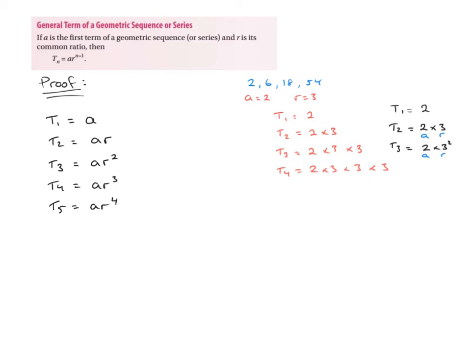Can you see where the pattern's coming from? And what I want to work out is what Tn is. And Tn is going to be equal to AR to the power of something. Now let's see if we can spot the relationship. When n is equal to 2, the index is 1. When n is equal to 3, the index is 2. When n is equal to 4, the index is 3. Can you notice that whatever the n is, the index over the R, the power, is always 1 less? So we can write that as n minus 1, and we now have the proof of the general term of a geometric sequence or series.